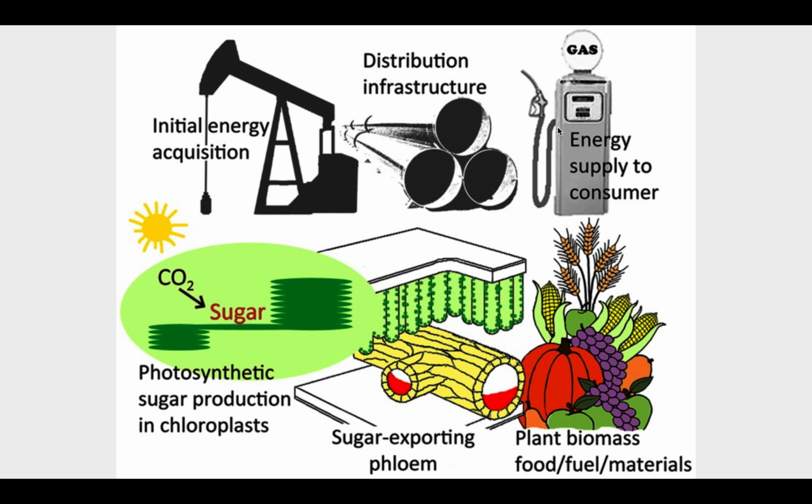So for the oil, that might be the gas pump. It might be pumping gas into your car. For plants, that's going to be other areas of the plant that need these sugars, like fruits, like roots, like new growths.